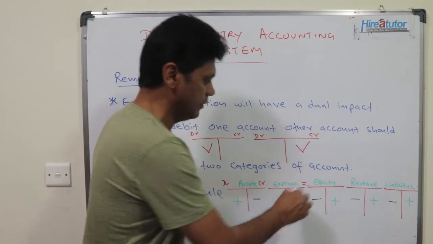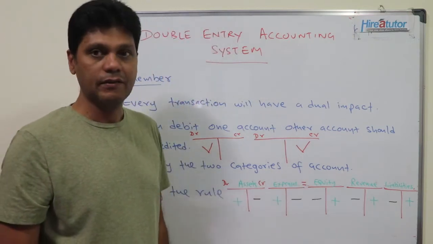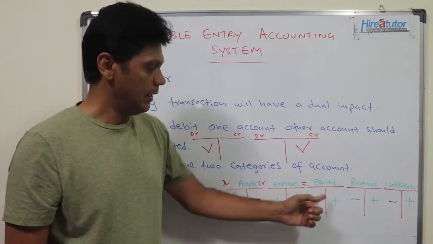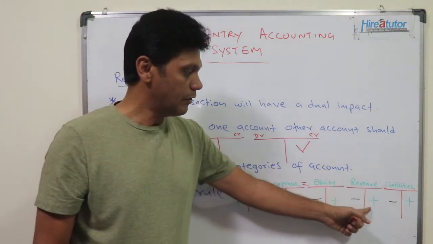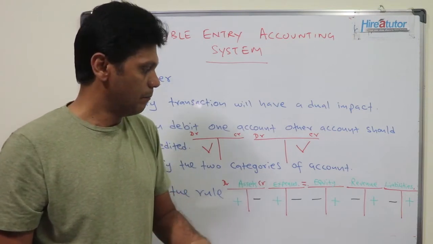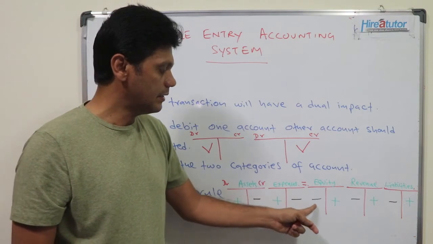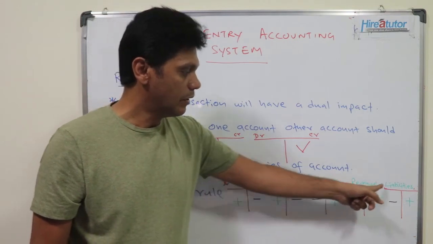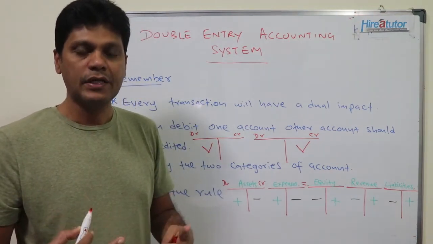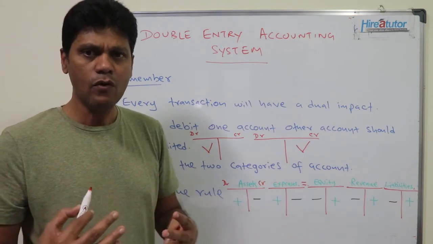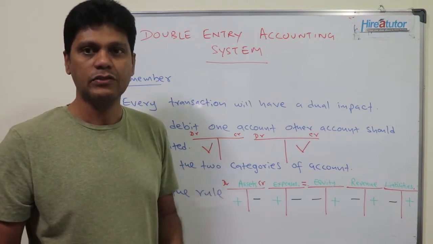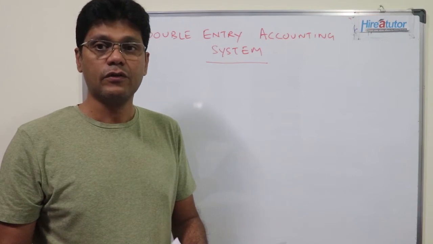On the other hand, when you take equity, revenue and liabilities, so what you need to do? Increase in equity, increase in revenue, increase in liability should be credited. On the other hand, decrease in equity, decrease in revenue, decrease in liability should be debited. So these are the basic rules in double entry accounting system. Now, based on this accounting rule, let's move on to the questions and the solutions. Now let's quickly go through the questions.